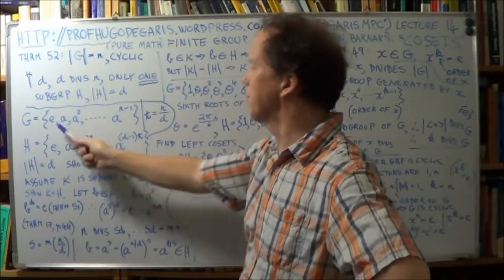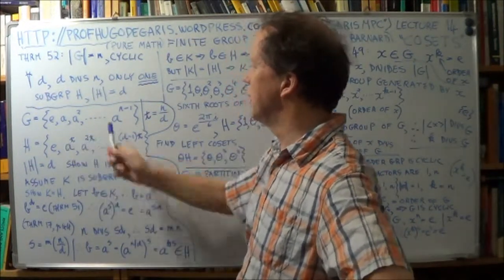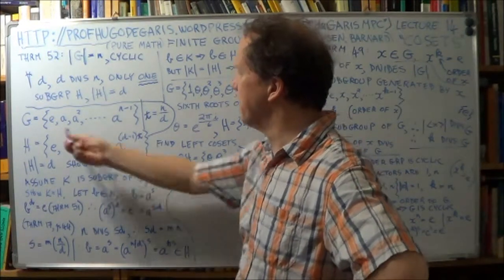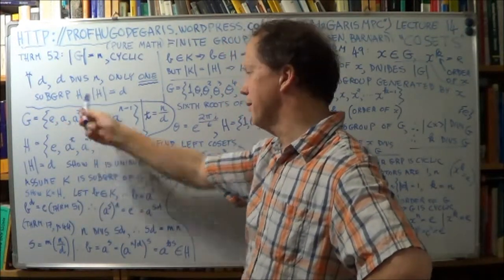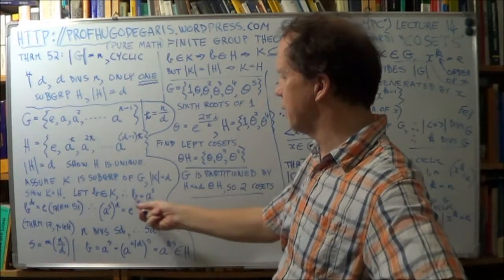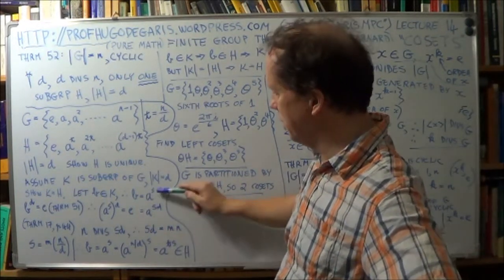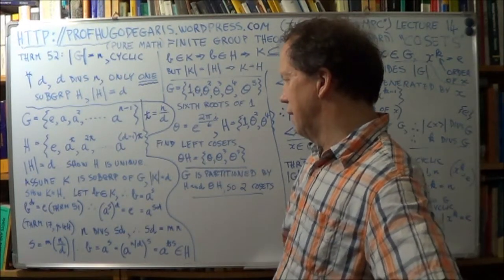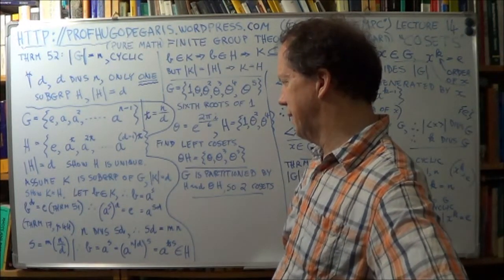Has to be, because K is a subset of G, and therefore all the elements of K must be of this form, A to some power. So B is of this form, some integer s. We don't really care what it is. Now let's see.